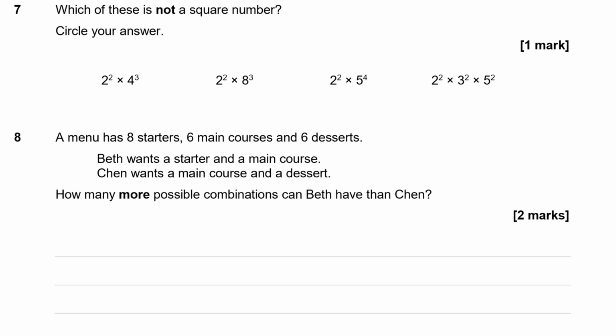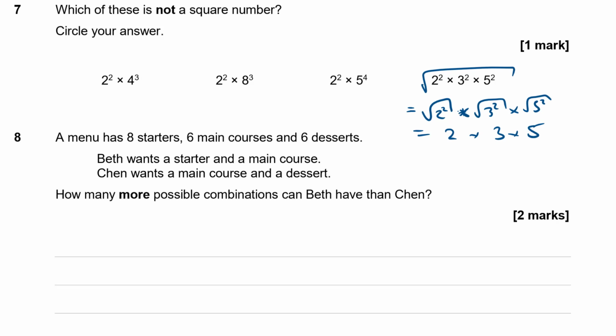So let's go through the list. Let's start with the one at the end first. 2 squared times 3 squared times 5 squared. If I take the square root of that, it's similar to that question I did just a moment ago, isn't it? So I can break that square root up into the root of 2 squared times the root of 3 squared times the root of 5 squared, which will just give me 2 times 3 times 5.